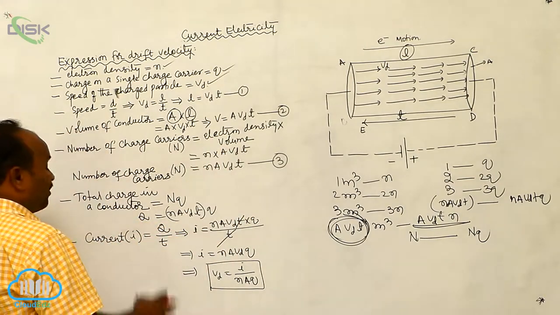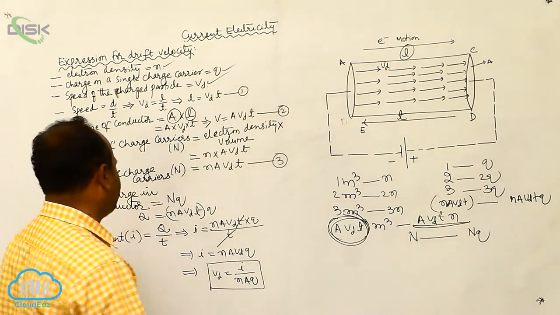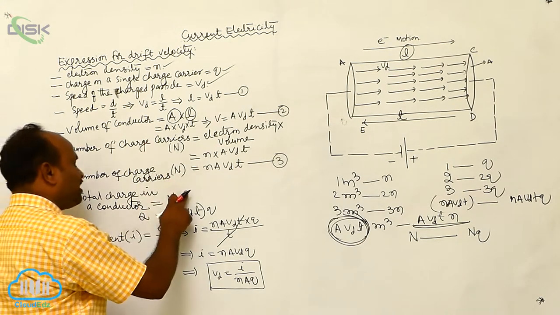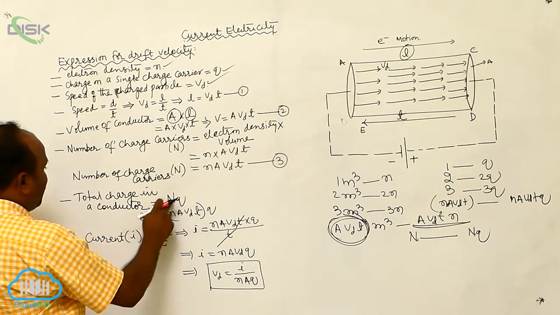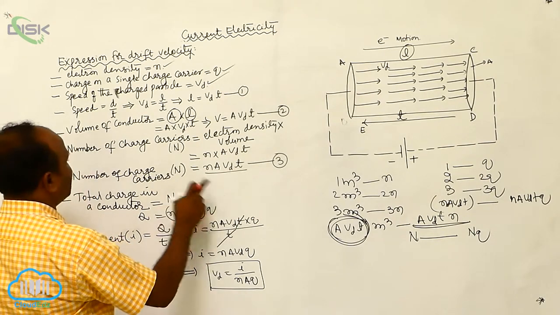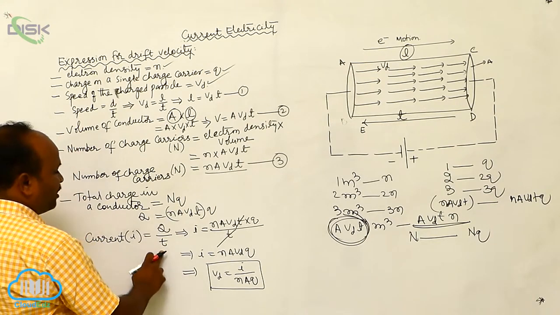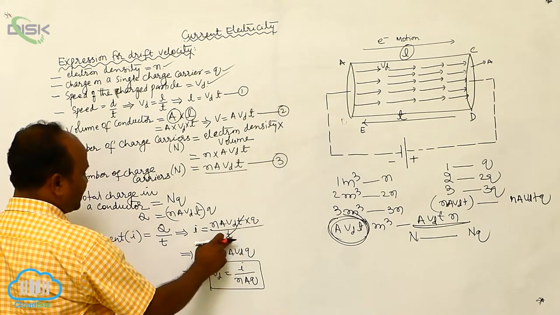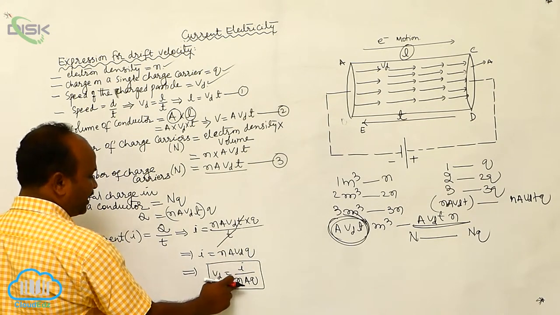Now, next one. If you know the number of charge carriers, what is the total charge? The number of charge carriers multiplied by the charge of each charge carrier, that is N into Q. What is N? N A Vd T. Therefore, what is small q? The charge of a single charge carrier, that may be an electron. Therefore, current is equal to Q by T. What is the total charge? N A Vd T into q divided by time. T gets cancelled. I = N A Vd q. Therefore, Vd = I by N A q.